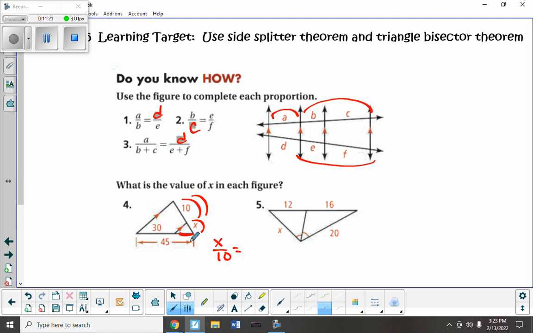We know the whole thing is 45. From here to here is 30, so if we do 45 minus 30, this little part right here is 15. So we can say X is to 10 as 15 is to 30. So the little part to the big part, little part to the big part. So 15 to 30. See how I did that? So X to 10, 15 to 30.